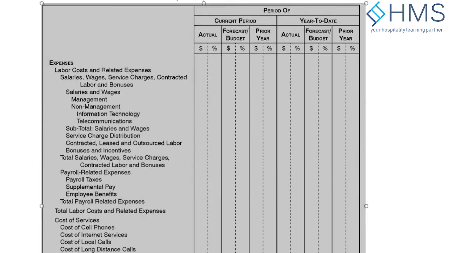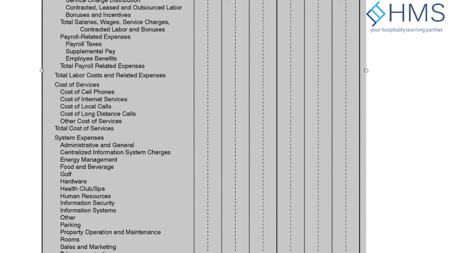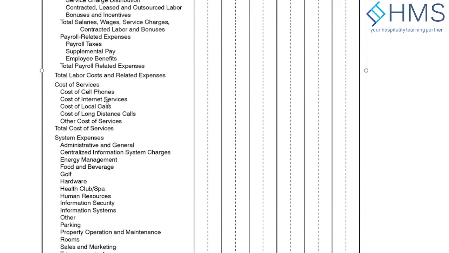So let's look at the P&L for this new department. Apart from labor, there is another line called cost of service, which is the cost of telephone calls, internet services, local calls, and long distance calls. And there are system expenses. System expenses are basically other expenses which are specific to the different departments. For example, A&G may be using accounting software, purchasing software, and HR management software.